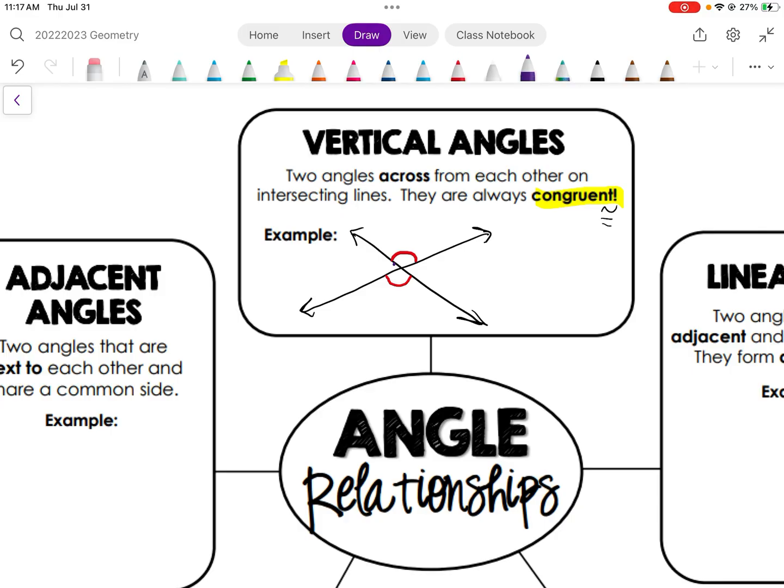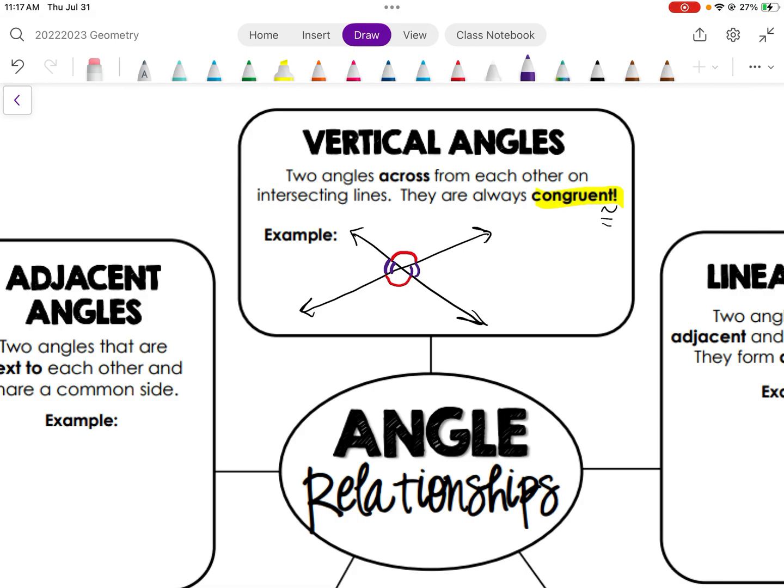Now I could also have another set of vertical angles. I'm going to use two arcs now since I already used a single. If I look at the angle on the left, it's across from the angle on the right. So that's another set of vertical angles, and I could mark those with two little arc marks. They are also congruent, so they should be the same measure.